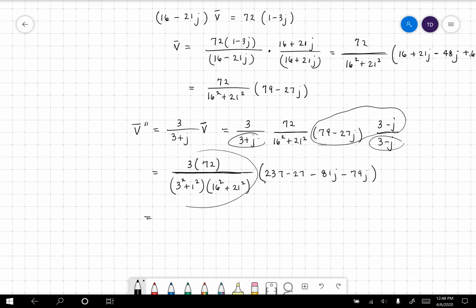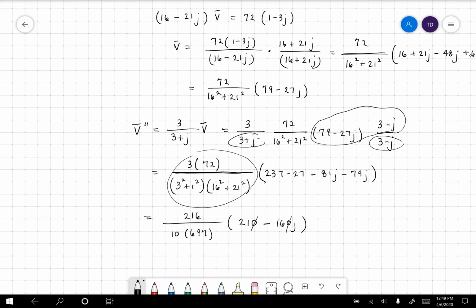Okay, all of this is a number up in front. Let me tell you what that number is. 3 times 72, that's pretty easy. That's 216. In the denominator, there's a 10, and then let's see, 16 squared plus 21 squared equals 697. So this is 10 times 697, all multiplied by 237 minus 27, 210. Minus 81, minus another 79, that's minus 160.